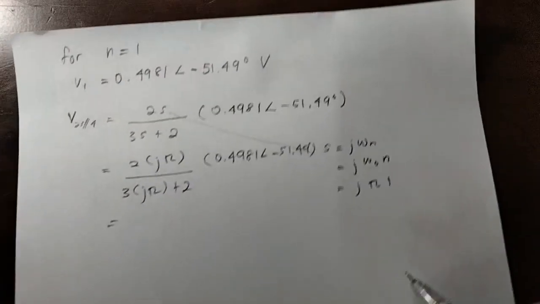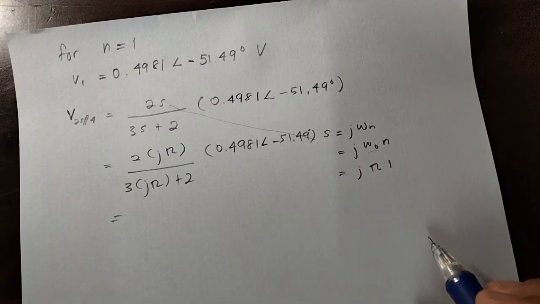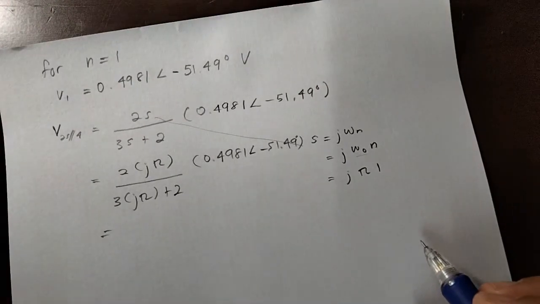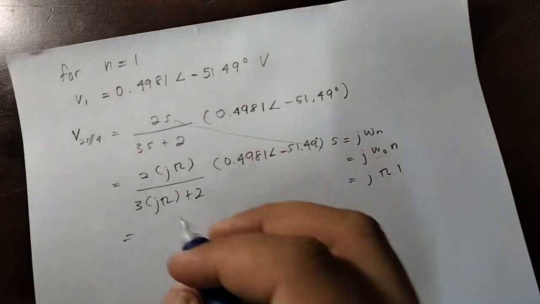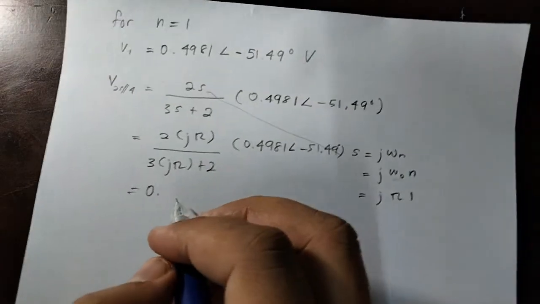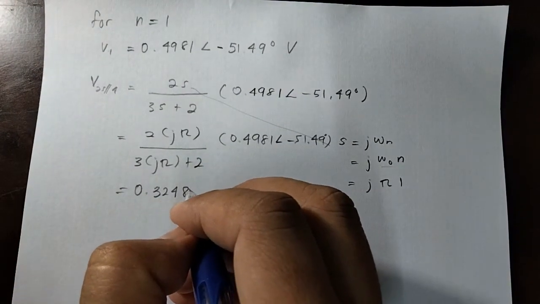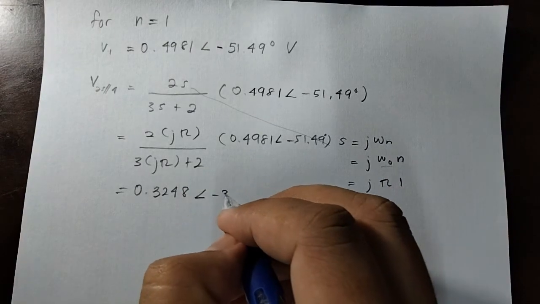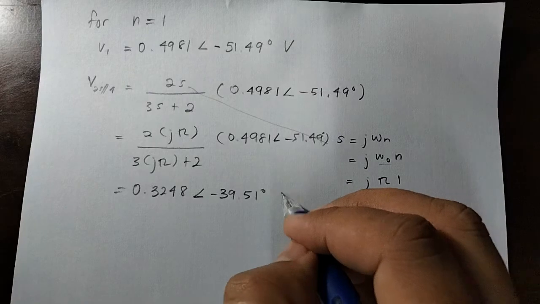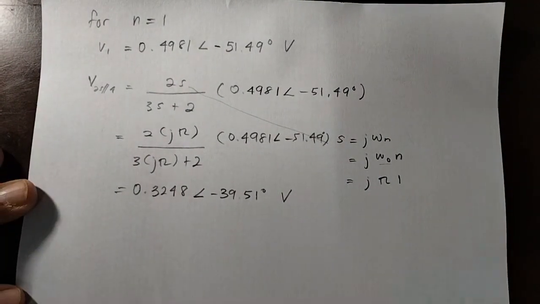Alright, so basically here you can get the voltage, which is 0.3248 with angle negative 39.51 degrees, right? That's the voltage for n equals 1.